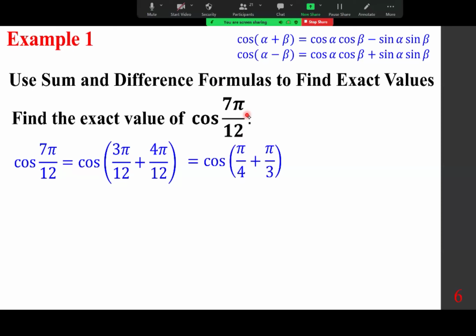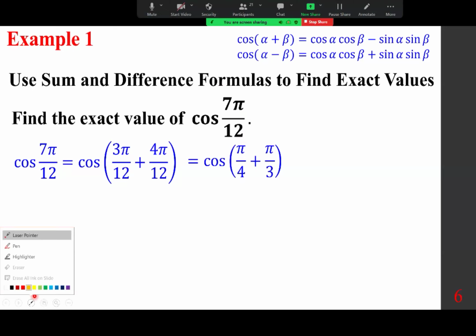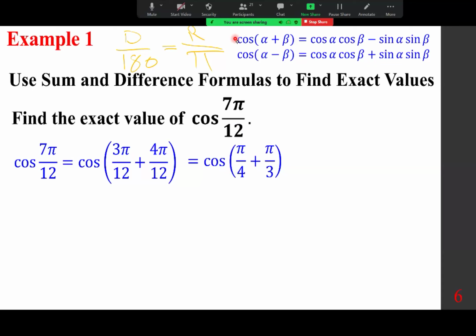So remember, just multiply by 180 over pi. So again, I write this for you just to remind you. Remember d over 180 equals r over pi, d is in degrees, r is in radians. So with that being the case, now we are going to follow the first formula.